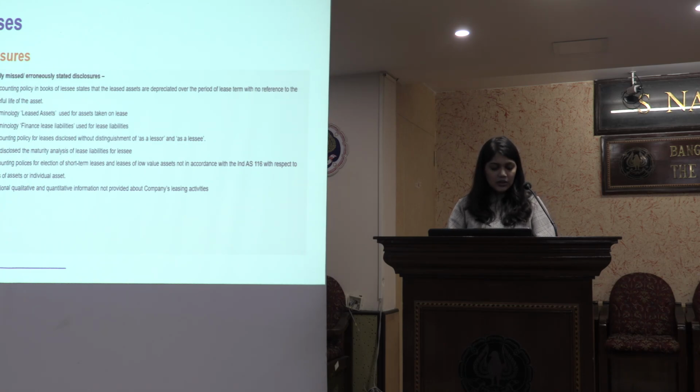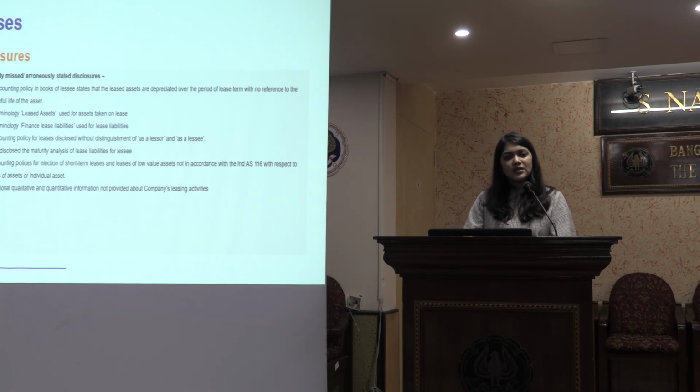Again, if I talk about the disclosures on leases, there is a lot of discrepancy in the terminology that people are using. Somewhere it is being shown as leased assets instead of right of use assets. The liabilities they are still using as finance lease liabilities. So ideally the word operating and finance should not be used anywhere now whenever it is from the perspective of lessee. It is all lease liability, right? There is no finance lease liability now. So that is something that we should be careful of.